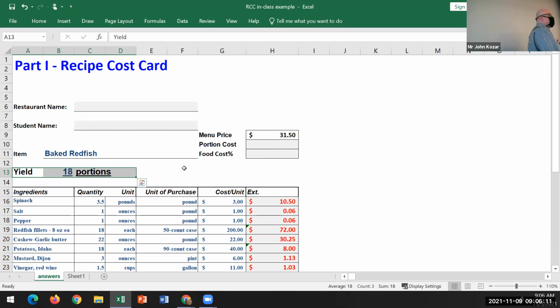So at this point, is there any issue you see with the recipe cost card? Second one. This file does not have an app. Oh, really?